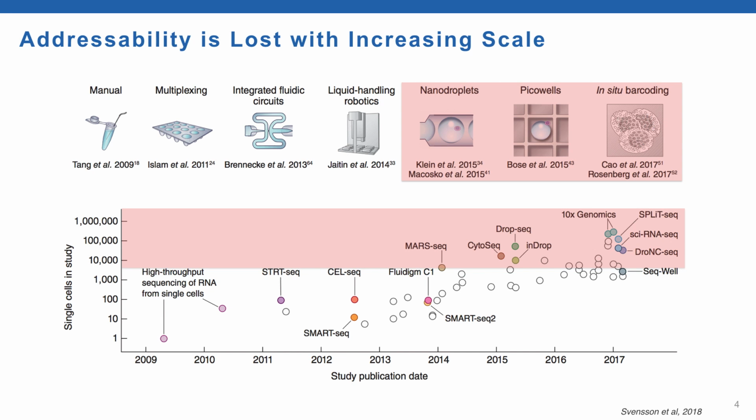Once you move into these types of methods, you no longer can retain information on phenotypic markers of the cells before they got partitioned into their droplet or their well or started accumulating in situ barcodes. So you lose information on cell shape or, probably the most commonly used way of phenotyping cells, which is to look at cell surface proteins.